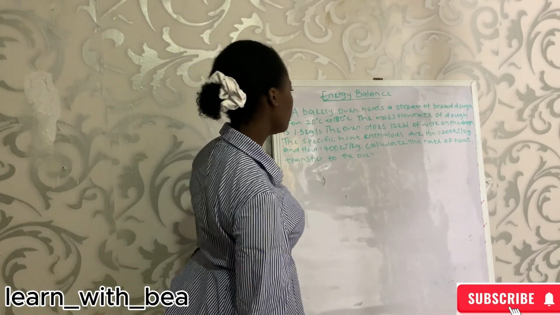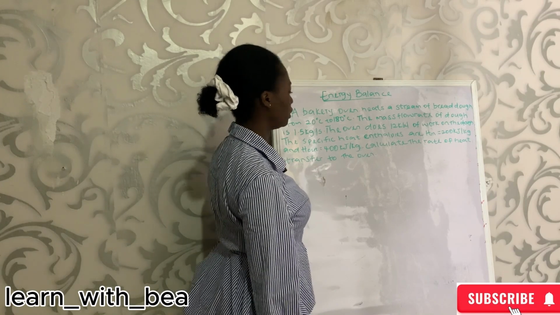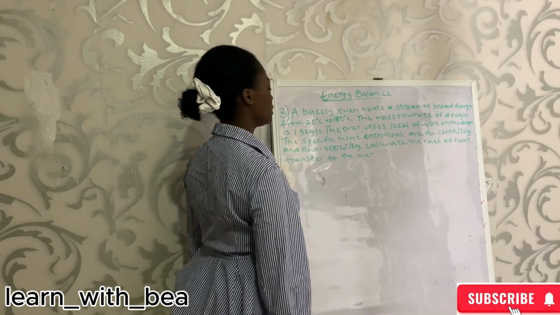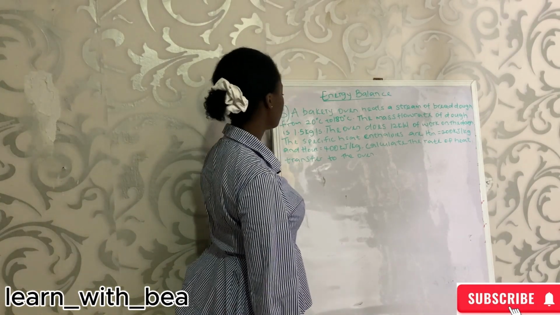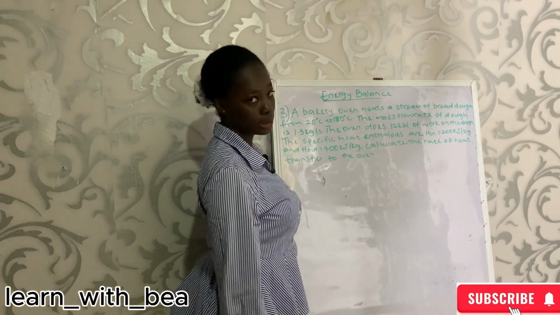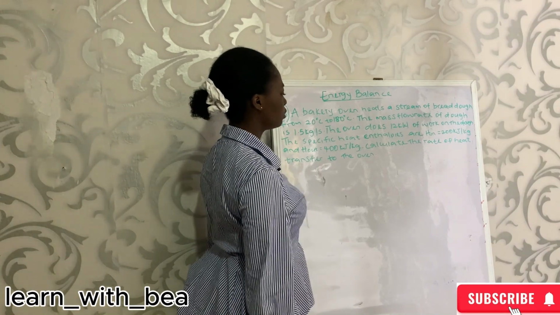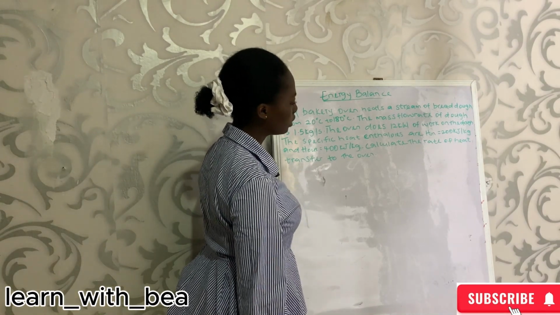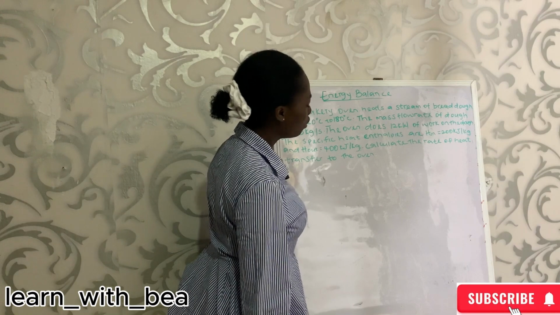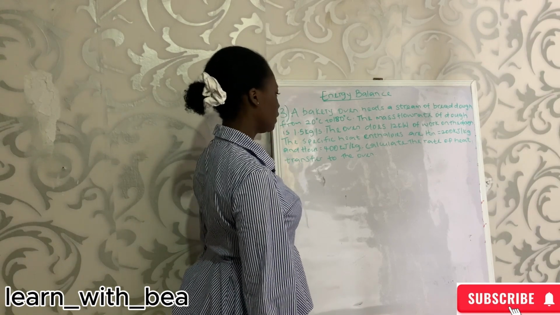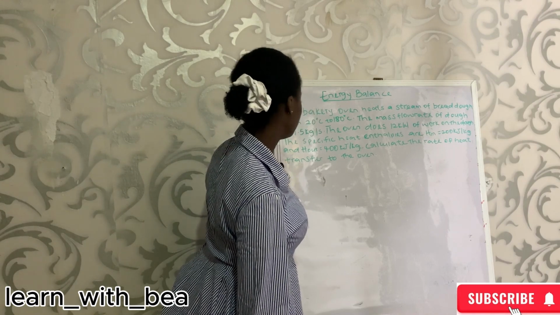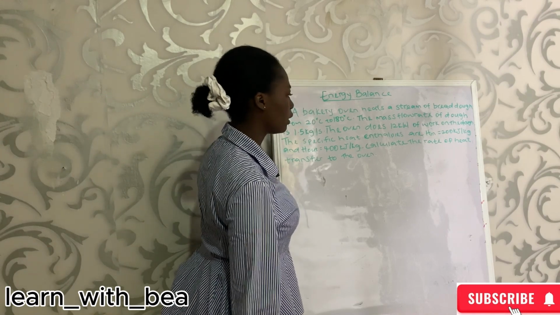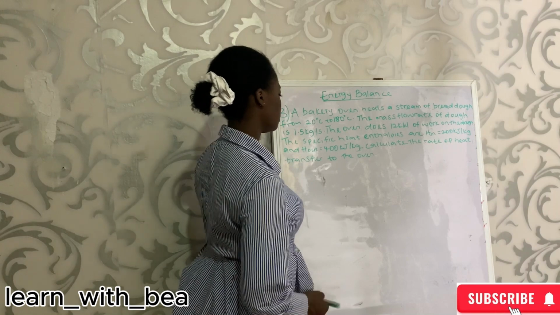A bakery oven heats a stream of bread dough from 20 degrees C to 180 degrees C. The mass flow rate of dough is 1.5 kilogram per second. The oven does 12 kilowatts of work on the dough. The specific enthalpies are H in, which is 200, and H out, which is 400. Calculate the rate of heat transfer to the oven.